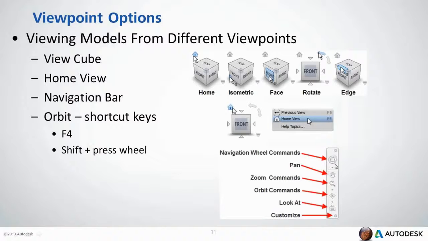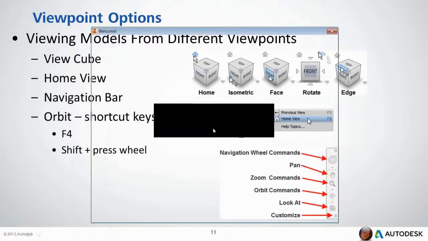And also, again, on the right-hand side are going to be your most common navigation commands that you're going to need. Now, the pan and zoom, for example, the shortcut keys are going to be your wheel. So if you press and hold down the wheel, that's going to be pan, so you can pan the screen back and forth. Zoom, you can roll the wheel in and out to make the parts look larger or smaller. The two shortcut keys that I want to point out for doing the orbit commands is either I can press and hold the F4 key, or I can press down the Shift button and press down the wheel to do a quick orbit to rotate my viewpoint.